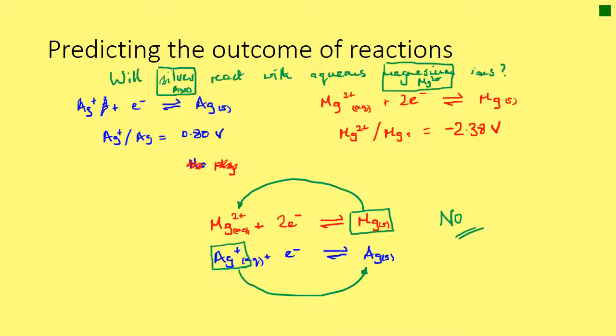Right, so then we have to refer back to the question. The question was asking us about silver solid. Will that react with aqueous magnesium ions? So Mg2 plus ions, aqueous magnesium ions. And so we've got magnesium solid, not magnesium ions, and we've got silver ions, not solid silver. So the answer to the question is no. The silver will not react with magnesium ions.